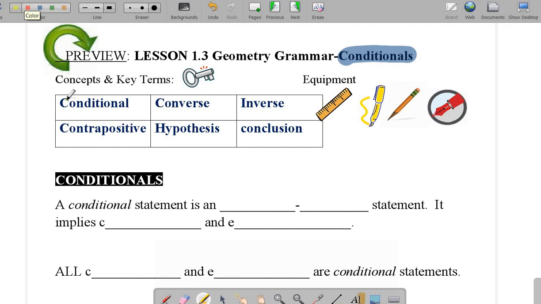Your vocabulary for today is the word conditional, converse, inverse, contrapositive, hypothesis, conclusion.